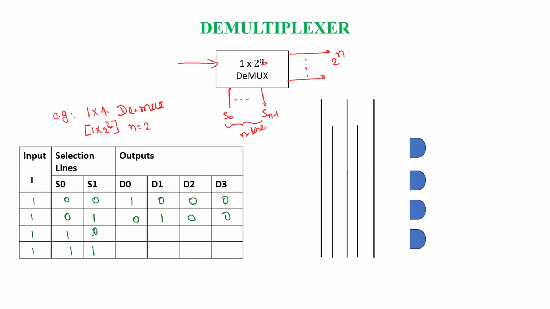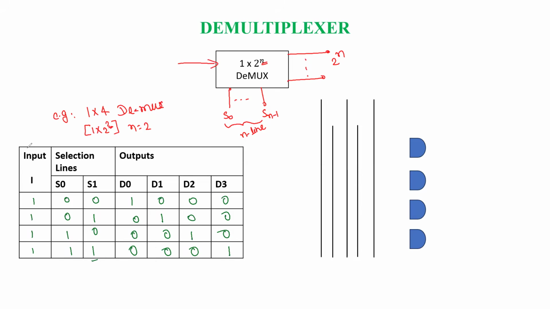Again, we have 1 0. This binary in decimal is 2, so D2 will be 1 and the remaining are 0. Again, we have the last one, 1 1. That binary in decimal is 3, so D3 is 1 and the remaining are 0. We can also keep it in mind like this: all diagonal elements are going to be 1.